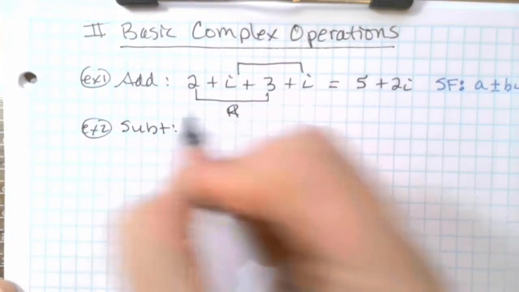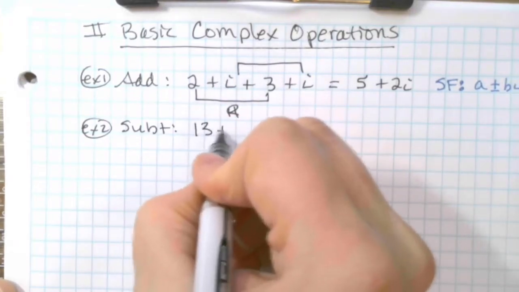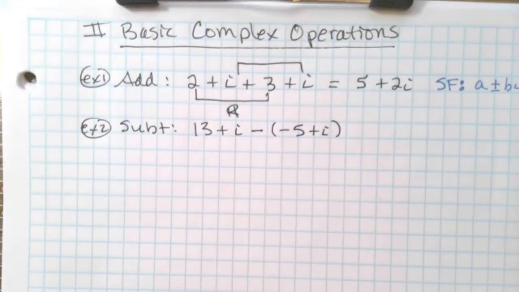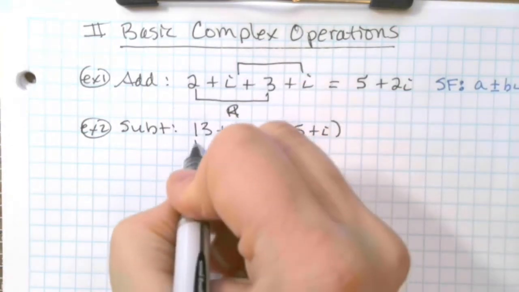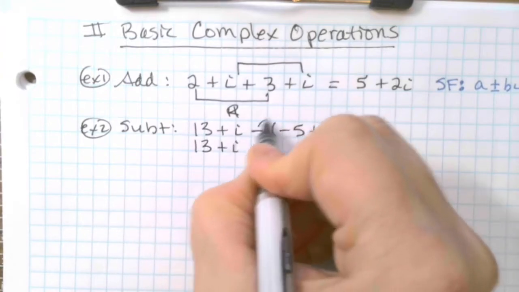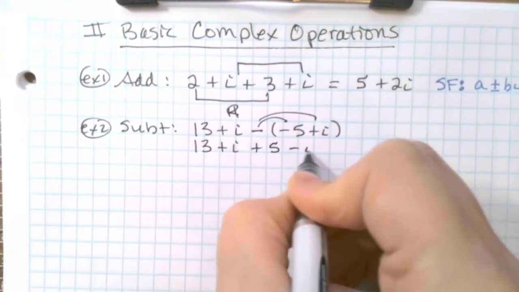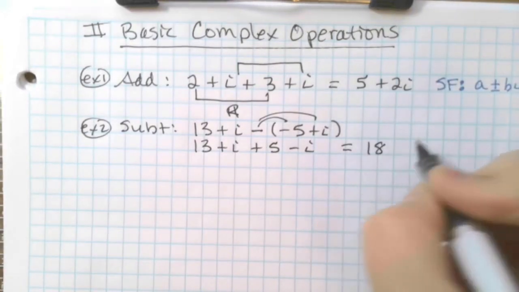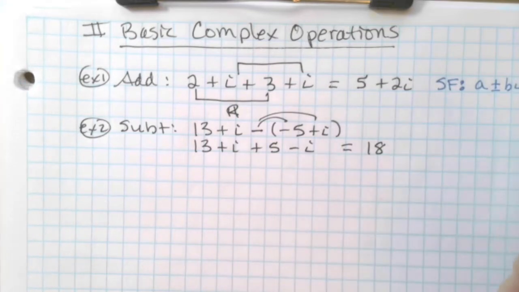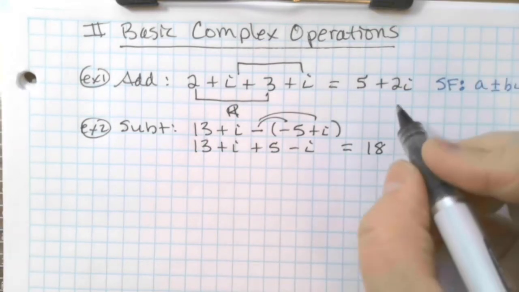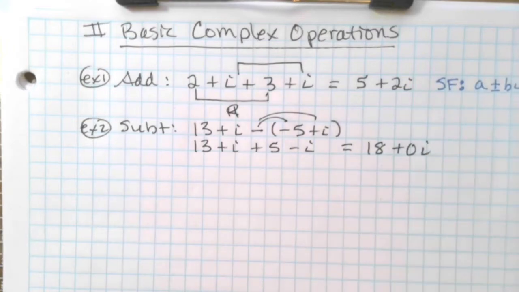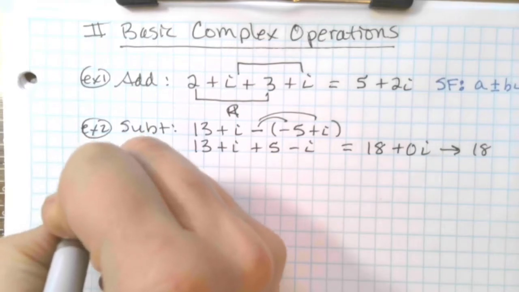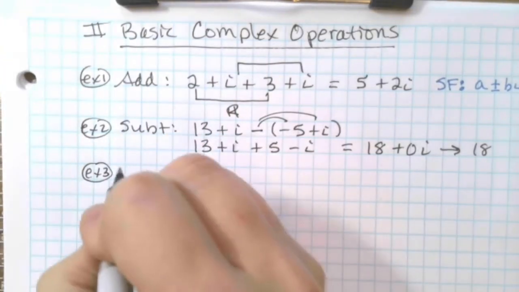Okay, example 2. Subtract. Let's say you've got 13 plus i minus the quantity, negative 5 plus i. So you're going to distribute the negative just like you would normally. So 13 plus i, distribute, plus 5 minus i, and then add the reals. 13 plus 5 is 18. Add the i's. i minus i is 0. So if you have to answer in standard form, it would be 18 plus 0i. If they're not specific, then you can just say 18. All right, example 3, we're going to multiply.